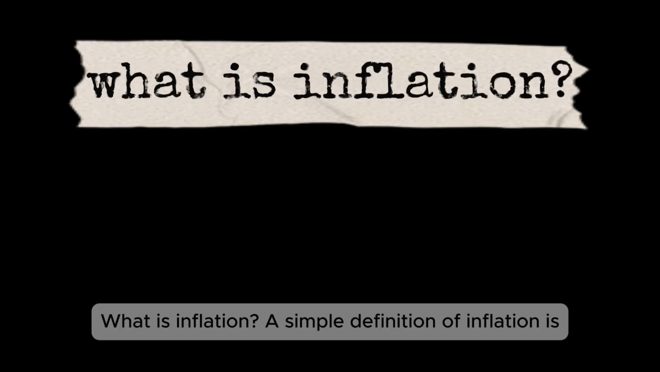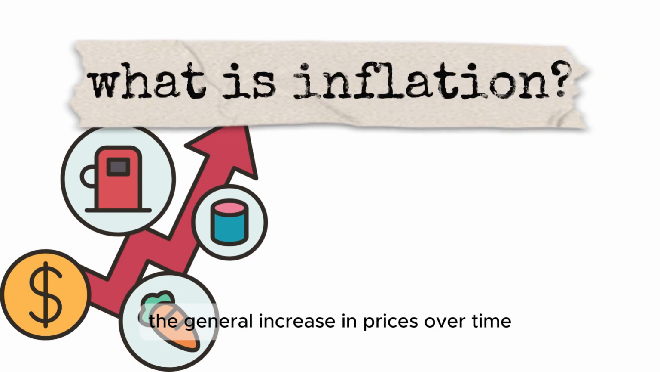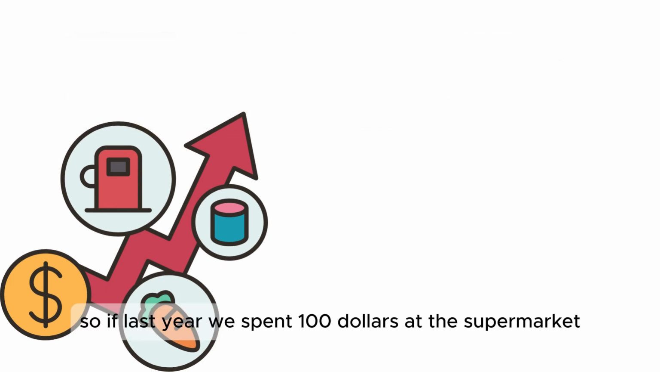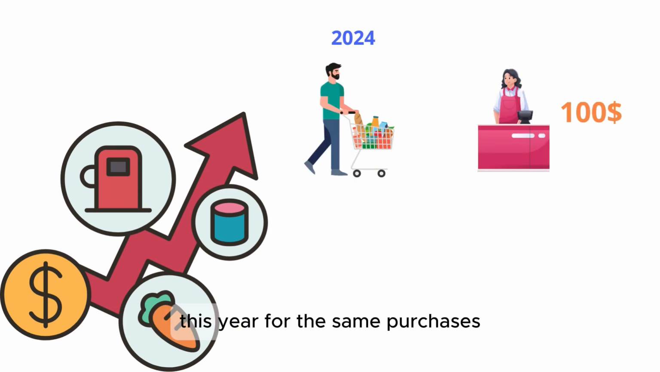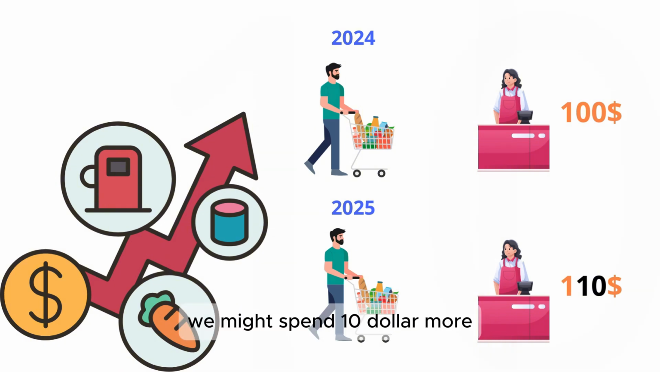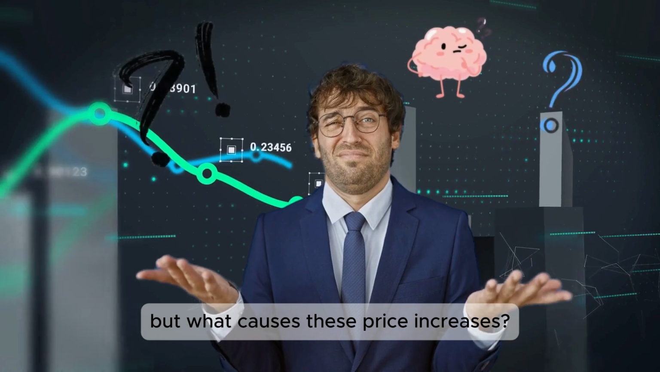What is inflation? A simple definition of inflation is the general increase in prices over time. So, if last year we spent $100 at the supermarket, this year, for the same purchases, we might spend $10 more. But what causes these price increases?